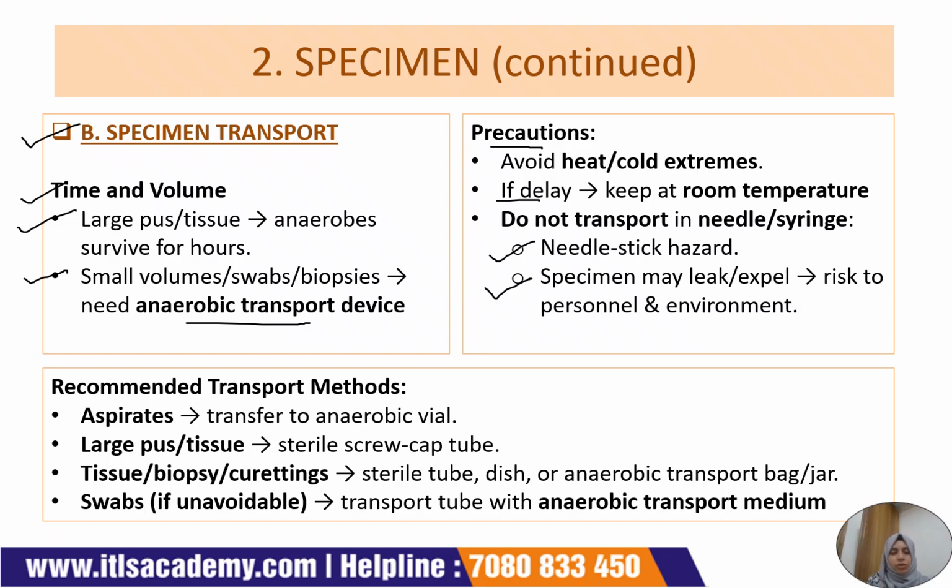What are the recommendations for transportation methods? Here are four specimens for which we have to use different transportation methods. Aspirates should be transferred to an anaerobic vial. For large pus and tissue, a sterile tube is preferred. For tissues, biopsy materials, and curettings, a sterile tube, dish, or anaerobic transportation bag is generally considered. For swabs, we generally avoid using swabs.